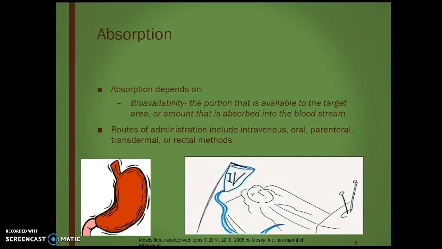Absorption depends on bioavailability, and what that word means is the portion that is available to the target area, or the amount that is absorbed into the bloodstream. Many meds have a certain amount that is protein bound, and then there's only so much available for the receptors. Bioavailability means how much is left for what it was supposed to do. For instance, if a patient is taking a beta blocker, the bioavailability would be the portion available to slow the conduction system down. Routes of administration include IV, oral, parenteral, transdermal, or rectal methods.